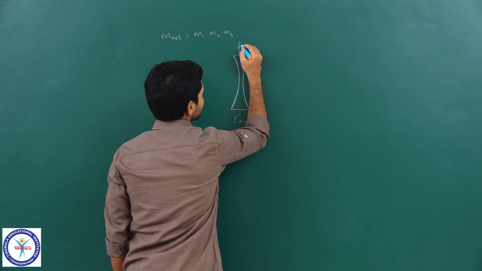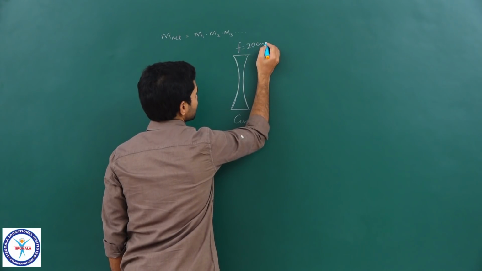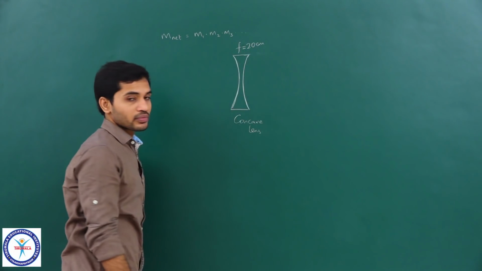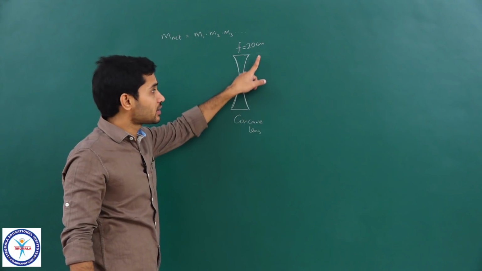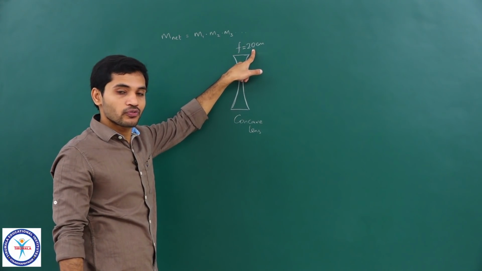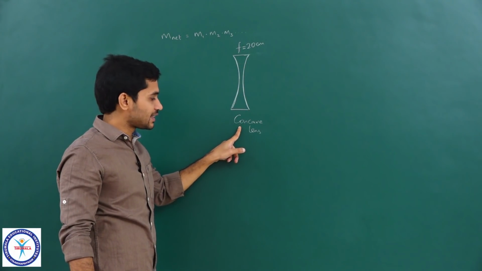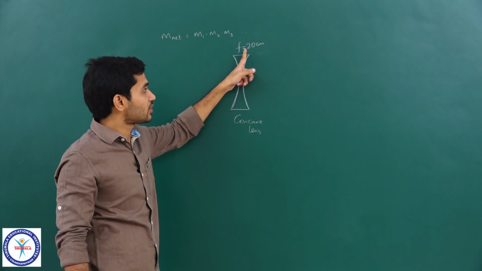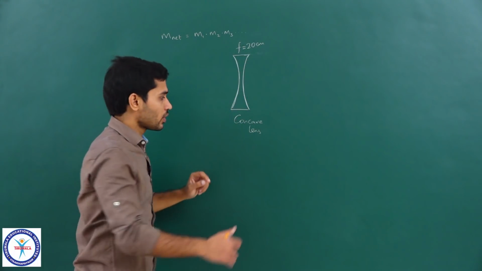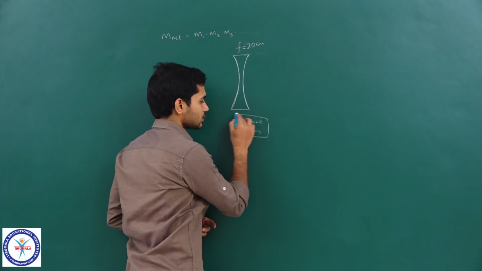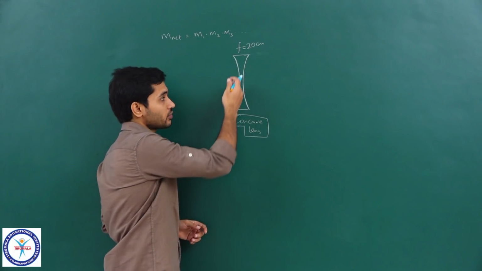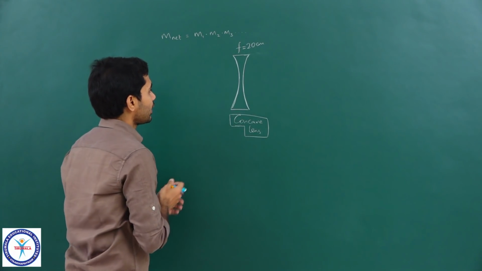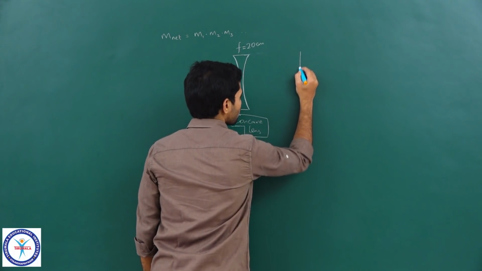Let us say the focal length of this lens is given to us as 20 centimeters. Remember, by looking at this you should immediately understand that they have only given us the magnitude of the focal length here, and they have told us that it is a concave lens because we need to understand what its sign is. They have not given the focal length with sign. By looking at the nature of the lens, we have to tell the sign of the focal length. Let us get to that in a while. Let us say we have a plane mirror over here.